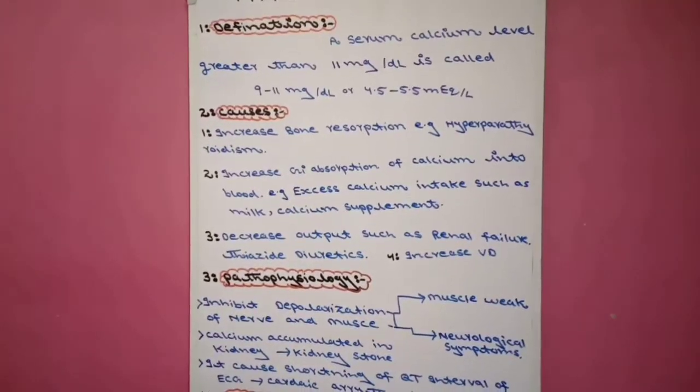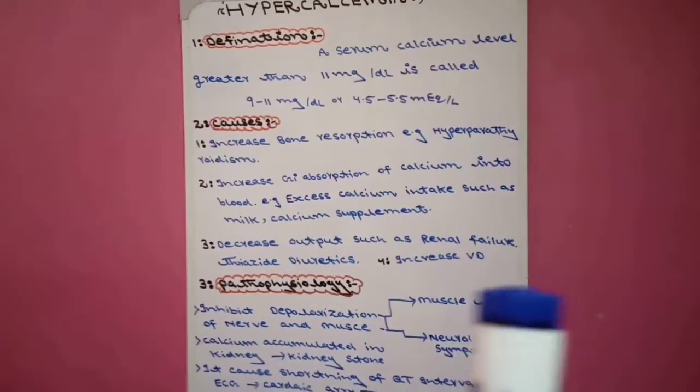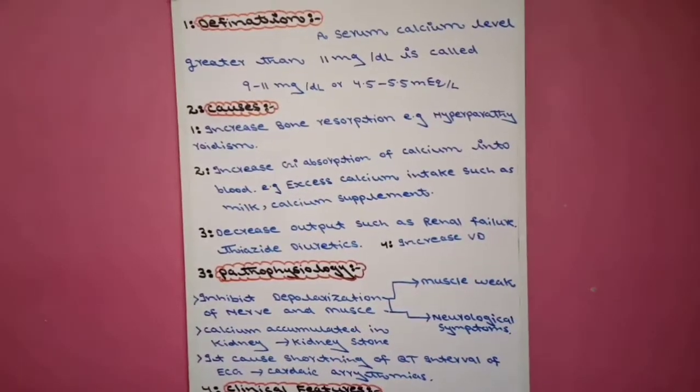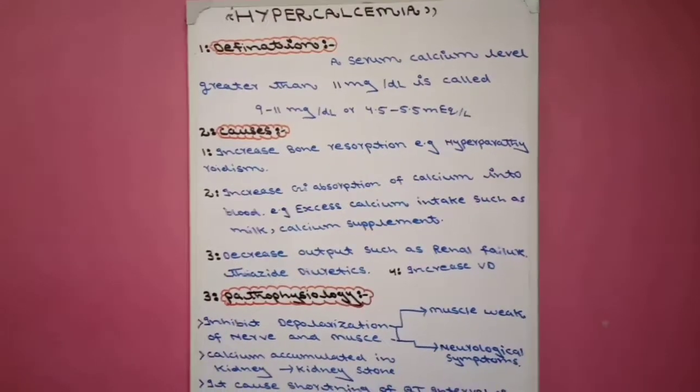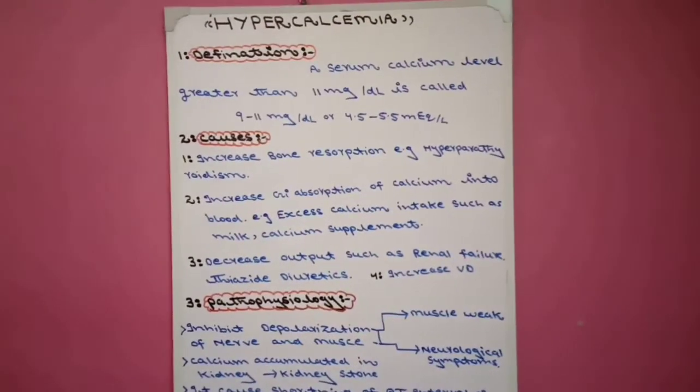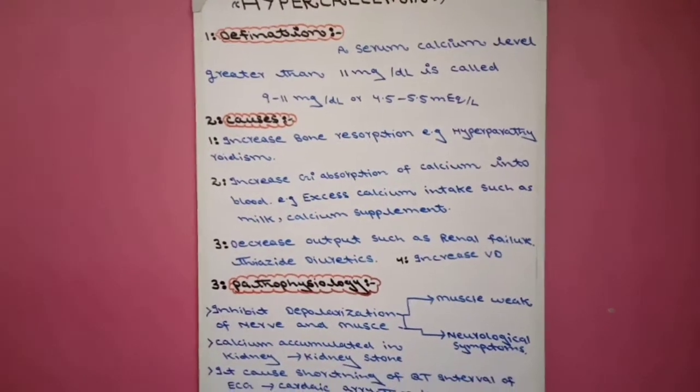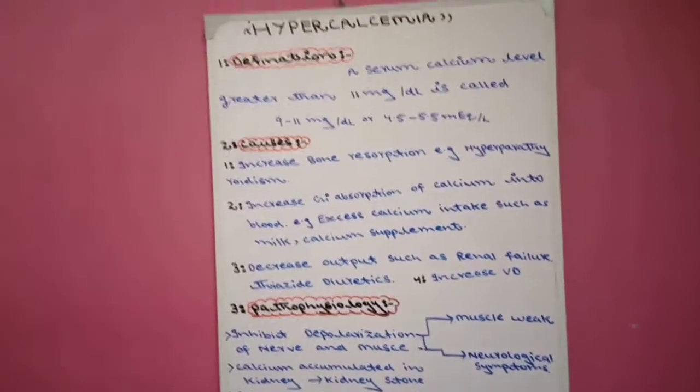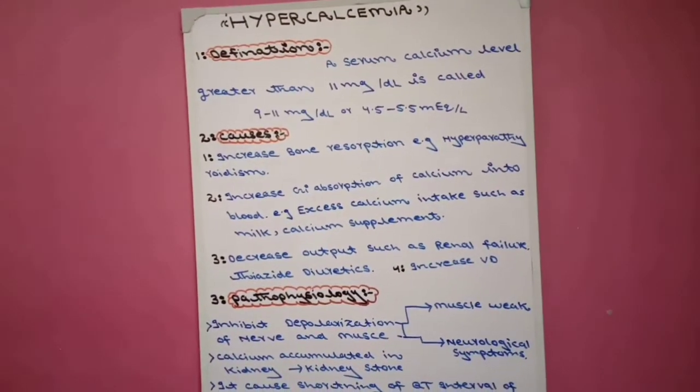The third cause is decreased output. If the excretion of calcium from our body becomes decreased, meaning decreased output, such as in renal failure and thiazide diuretics. In renal failure, the calcium output from our body will be decreased. As a result calcium accumulates in blood serum, and there will be hypercalcemia. Second is thiazide diuretics. Thiazide diuretics remove more fluid but less calcium from our body. As a result there will be hypercalcemia.